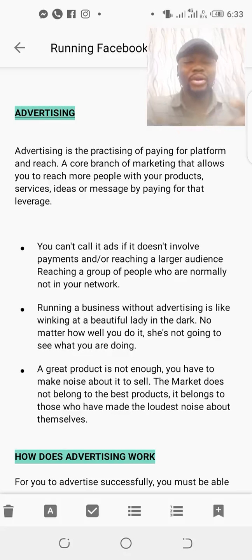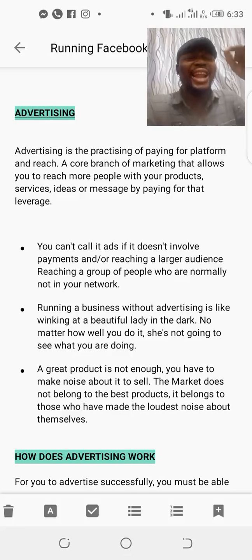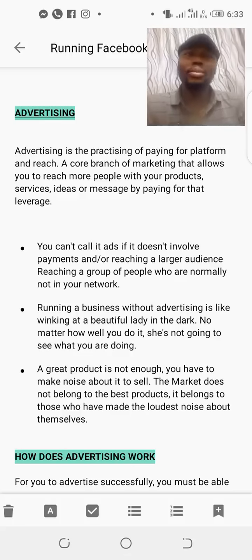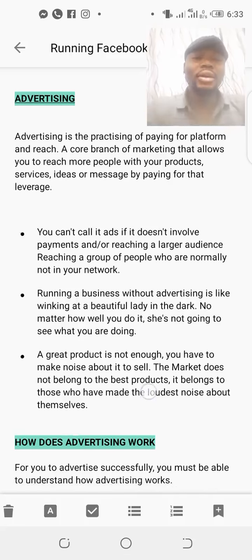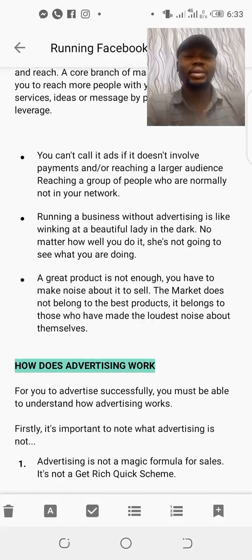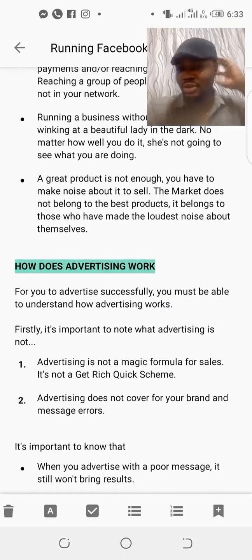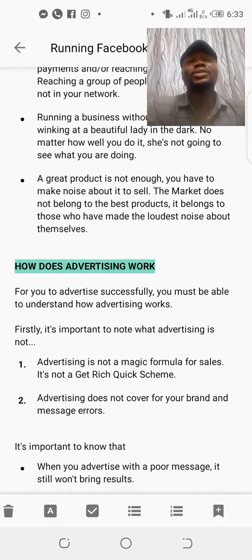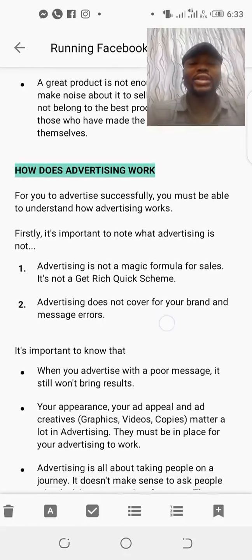Instead, the market belongs to those who have made the loudest noise about themselves. So you must be ready to make enough noise about yourself, about what you sell, about your products, about your services. Not to take too much time, let's get to the next stage. How does advertising work?